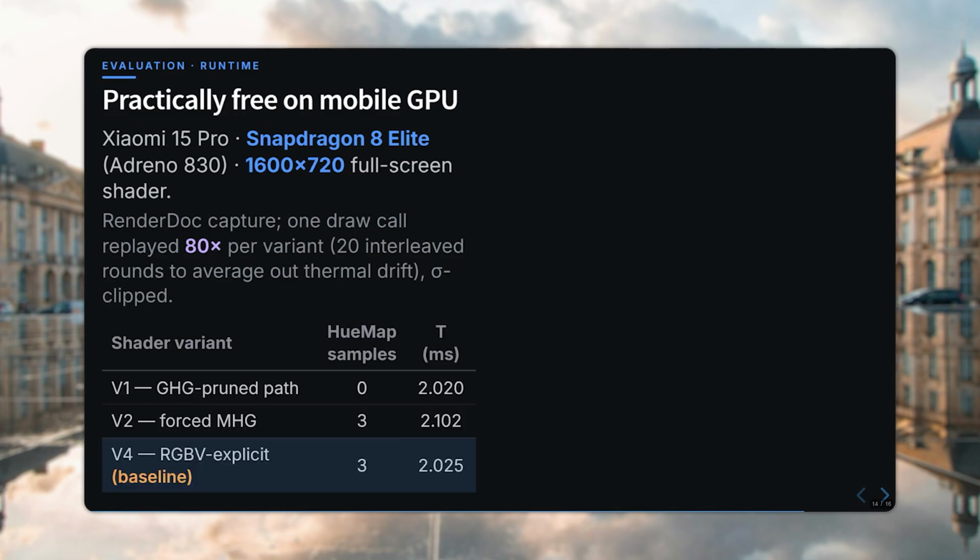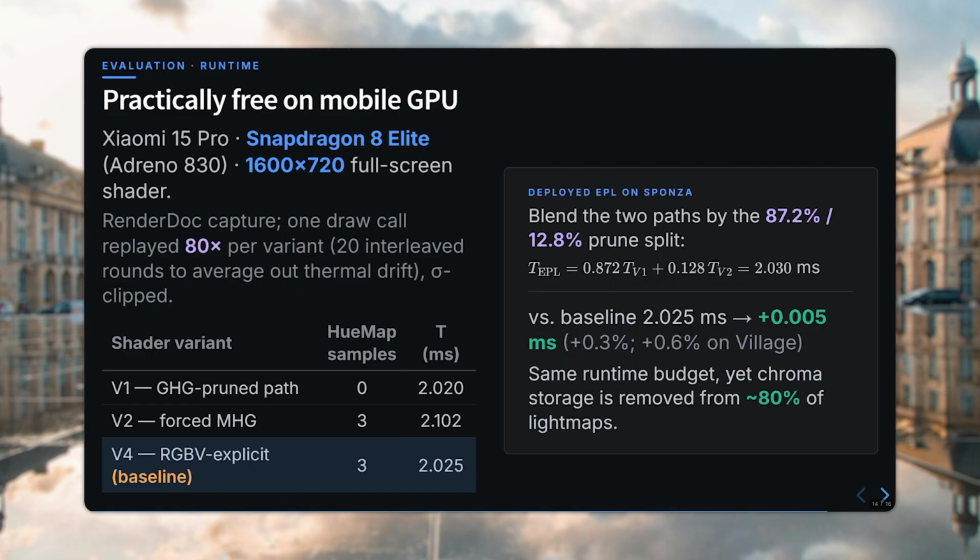The GHG pruned path takes 0 light map samples, the forced MHG path takes 3, and the explicit chroma baseline also takes 3. And if we blend the two EPL paths by the actual prune split, we get 2.030 milliseconds. So that's plus 0.05 milliseconds, or about plus 0.3% over the baseline on Sponza, and plus 0.6% on Village. So basically, we keep the same runtime budget while removing chroma storage from around 80% of the light maps.